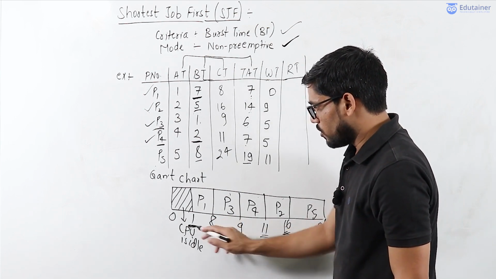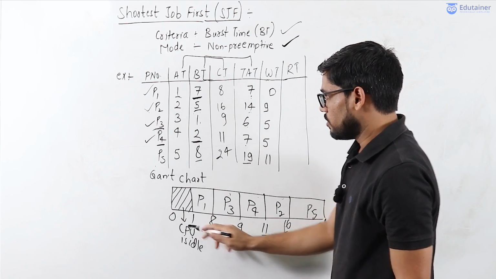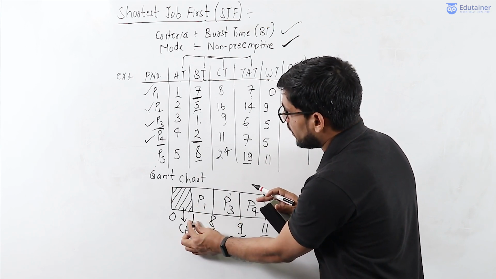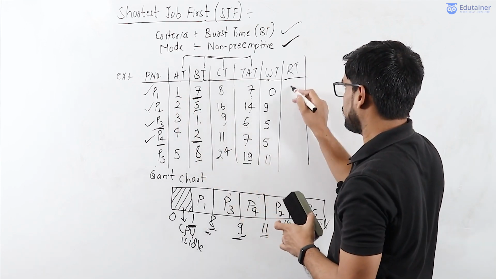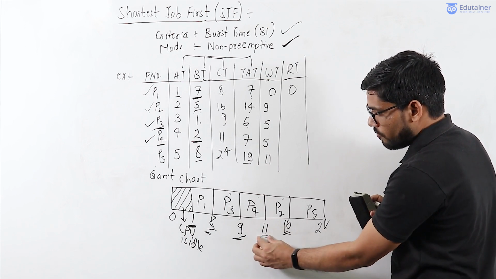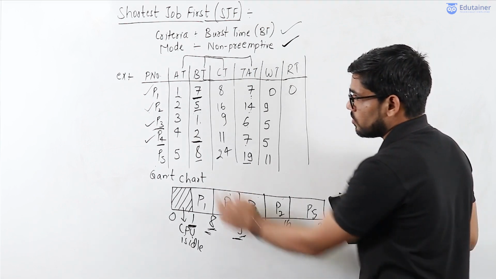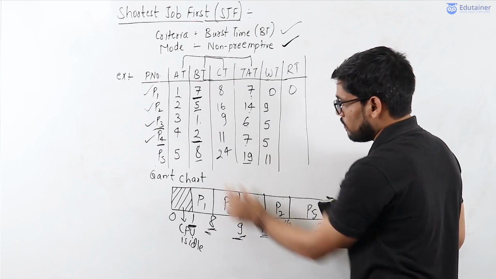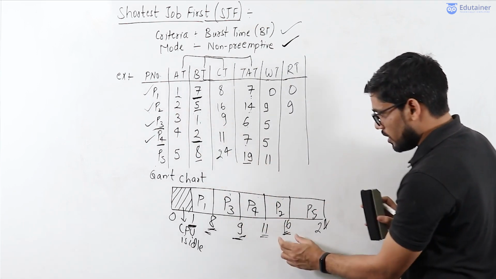Here response time is 0 because P1 arrived at 1 and it is scheduled at 1. So what you will do here is pick the left number of the process and subtract the arrival time from it. So 1 minus 1 is 0. And similarly process P2. Process P2 is scheduled to the CPU at time 11. And what is the arrival time of P2? Arrival time of P2 is 2. So 11 minus 2 is 9.